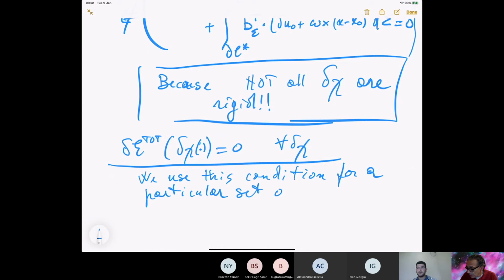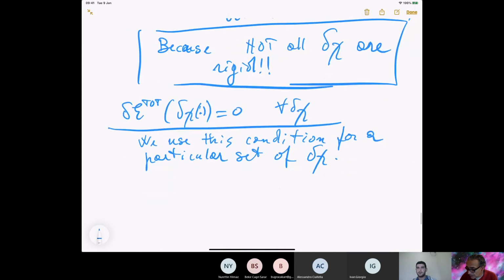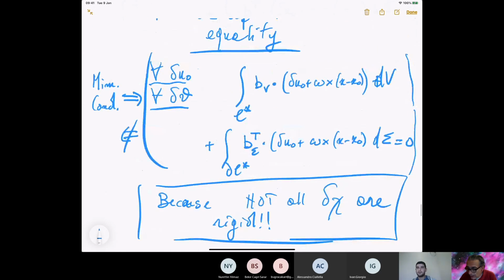Set of delta keys, rigid delta keys. Okay, so you cannot hope that the vice versa is true, because you are using only virtual displacements which are not deforming the body.